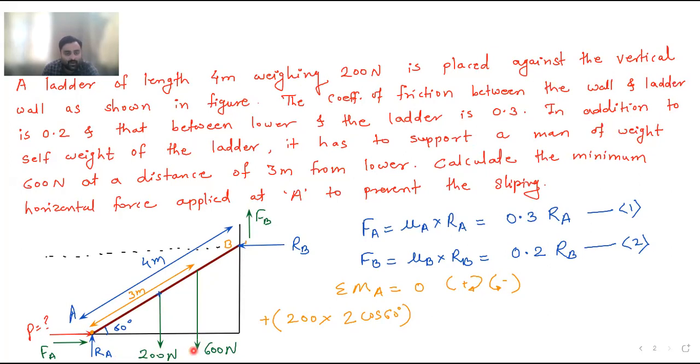Again, in the case of 600, if you rotate this about the point, it is again clockwise, which means positive. So plus, again it is 600 into, now see what is the distance. This distance is 3 meter. Now this is the vertical force, so this is the horizontal distance. If this is 3 meter and this angle is 60, then this distance will be 3 cos 60. I hope all of you are clear with the trigonometry.